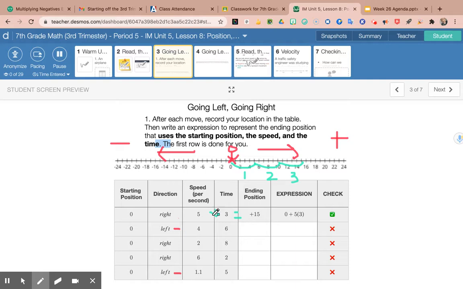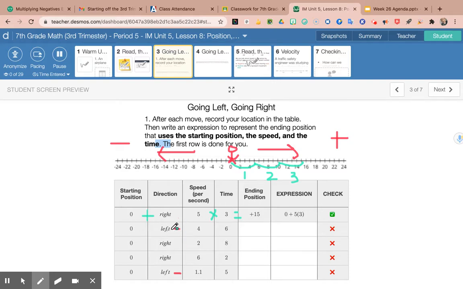So looks like we're multiplying how fast I go by how long I go for that time. Multiply. Notice my expression is 0, where I start, plus 5 times 3. So this 5 times 3, they're just writing it this form, but this means 5 times 3. So my expression is 0 plus 5 times 3.